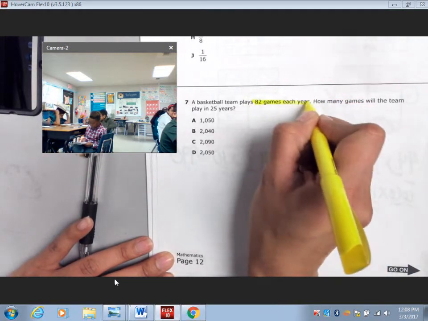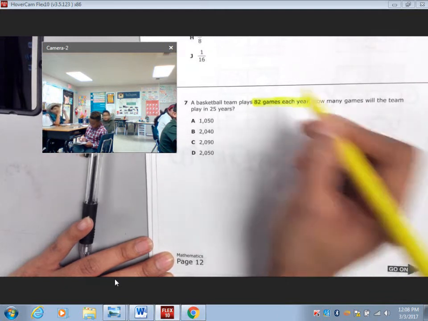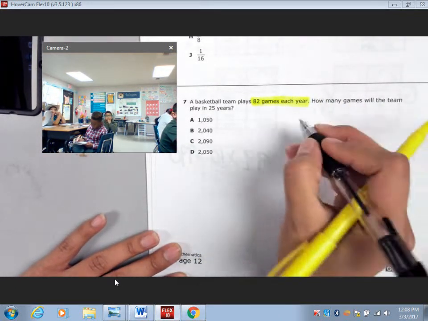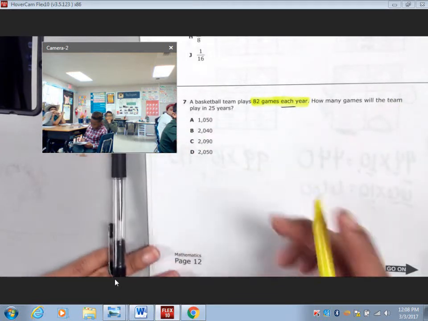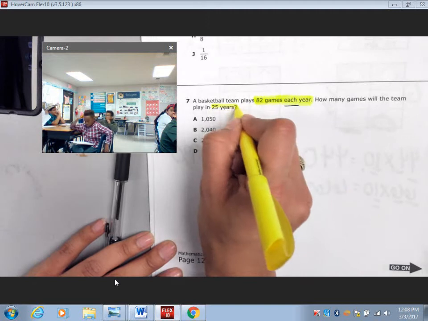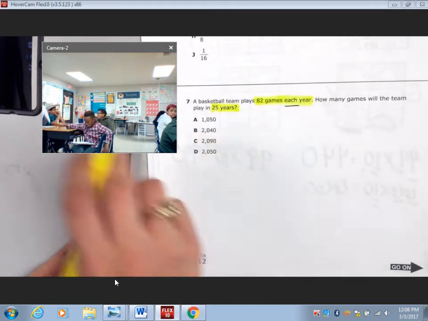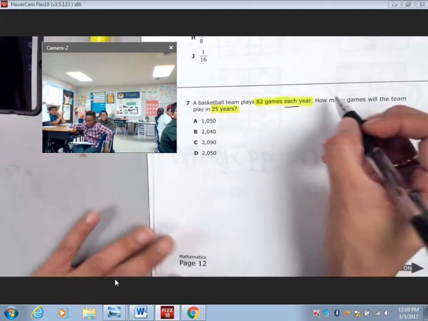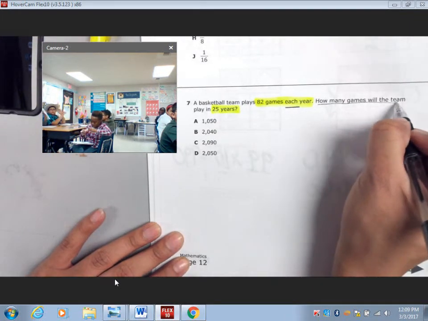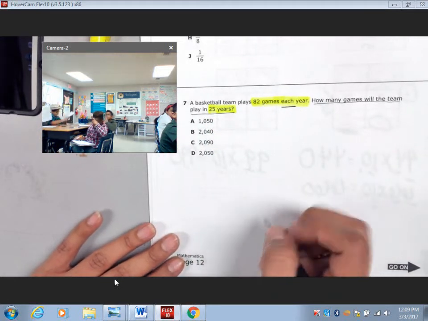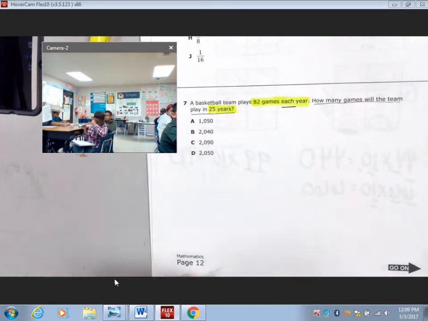Highlight the important information or circle it if you don't have a highlighter. 82 games each year. Each is a very important word right here. And then I heard Ever say what? 25 years. Okay. I also like to underline the question to make sure that I'm reading it again. So, how many games will the team play in 25 years? How many games will the team play in 25 years?